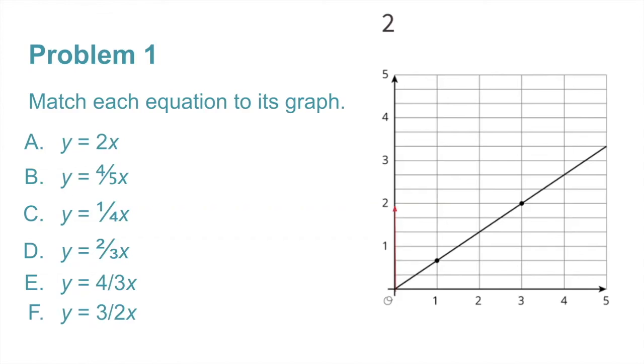The second graph has a rise of 2 and a run of 3. That would be 2 over 3, D. Y equals 2/3 x.